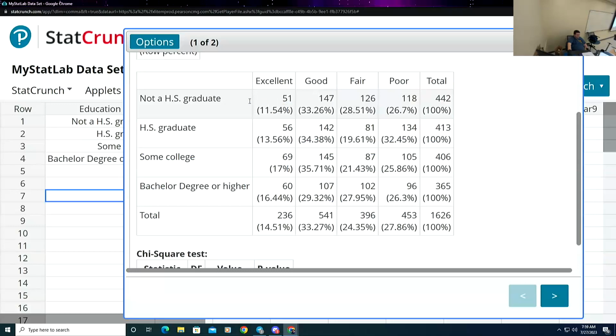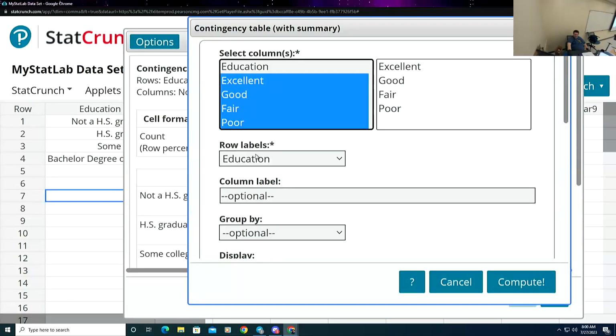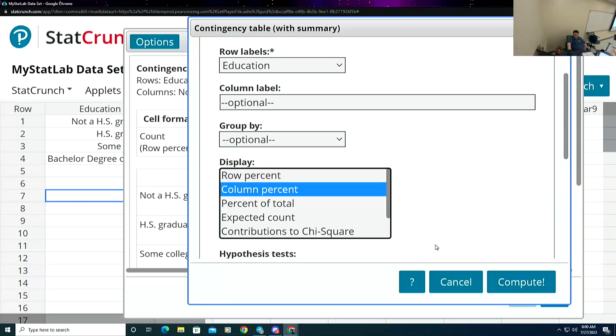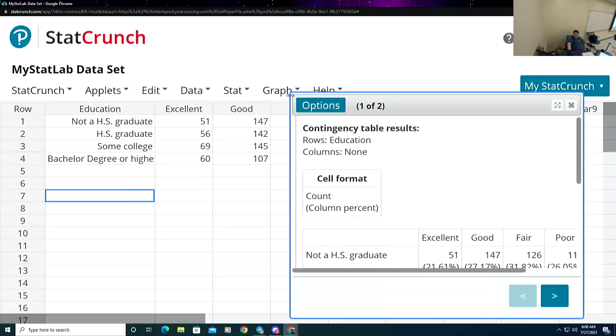When you do row percent, what you see below each one is the percentage of that value in accordance with the total of the row. So 51 divided by 442 is 11.54%. 147 is 33.26% of 442. So row percentages go across the row. And if they want you to look at columns, you click on column percent, and now it goes across the columns.